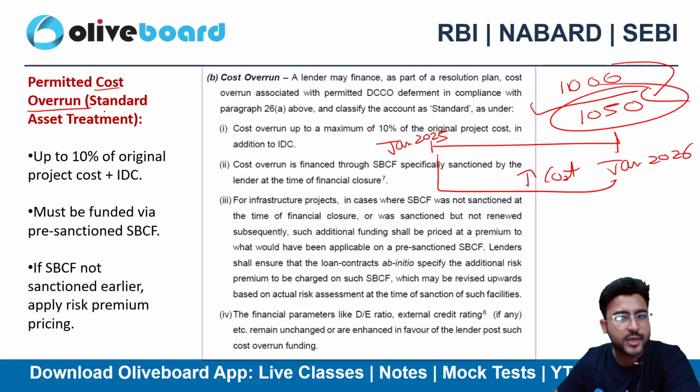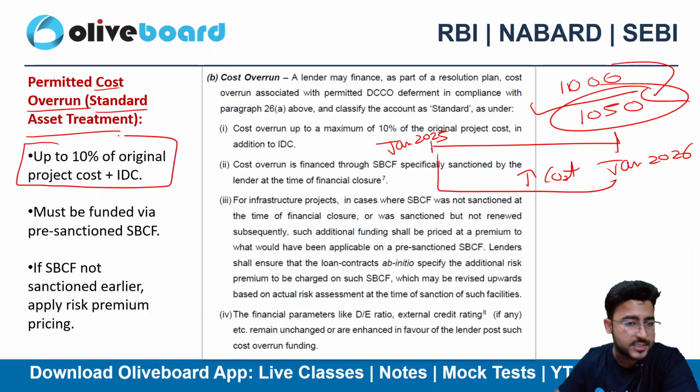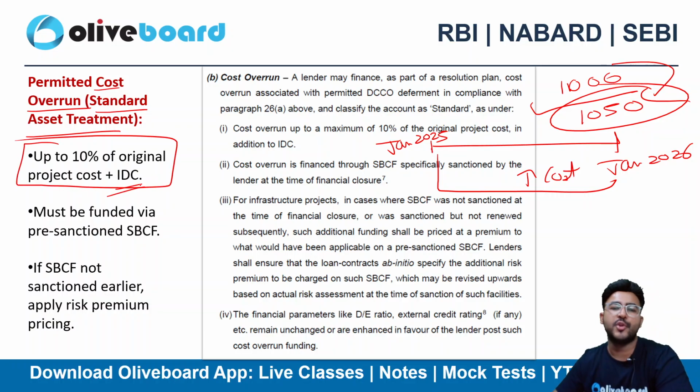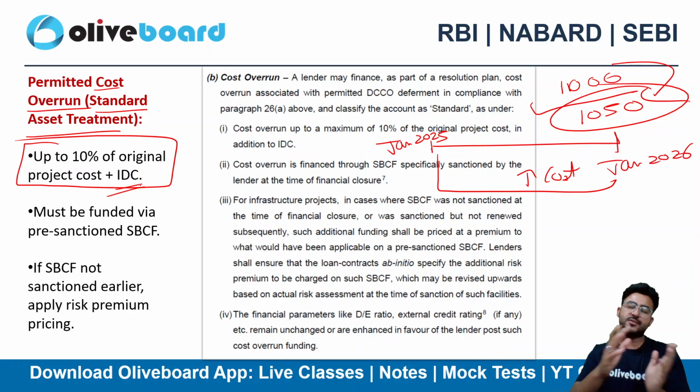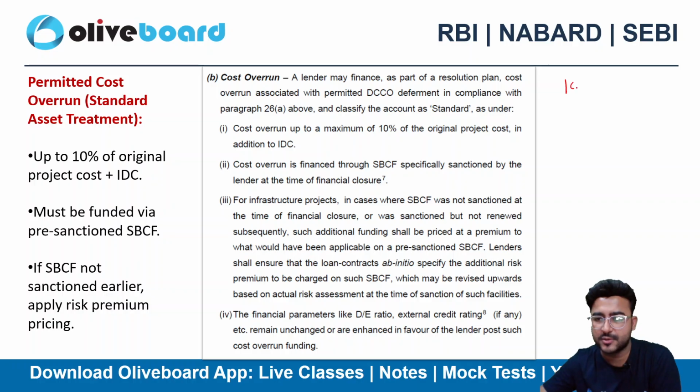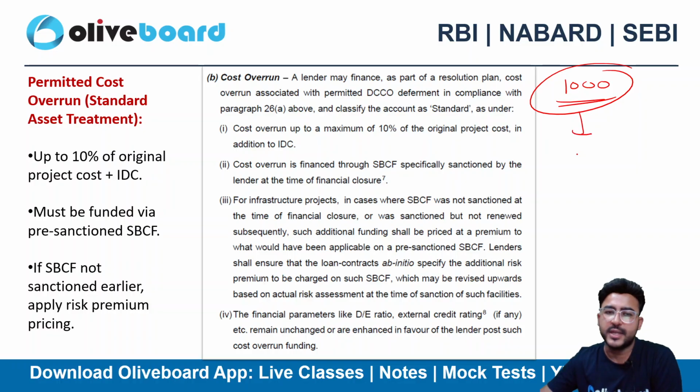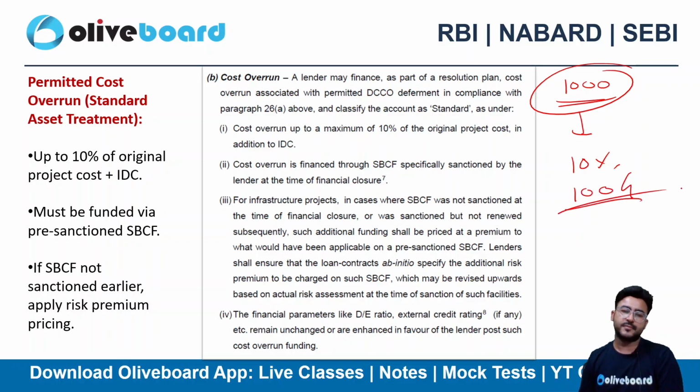It's fine. Your asset will be again treated as standard asset only up to 10% of the original project plus IDC. What do you mean by IDC? Nothing but interest cost that we capitalize. So let's suppose my project cost estimated was 1000 crore including the IDC. So it can overrun, the cost can overrun by 10%, that means 100 crore. That's fine. It will still be standard only, even if my cost remains overrun.